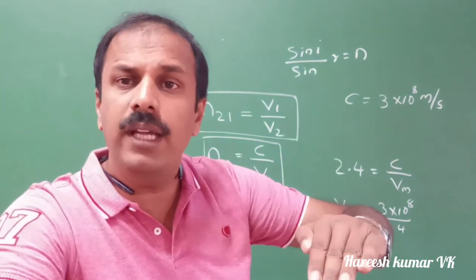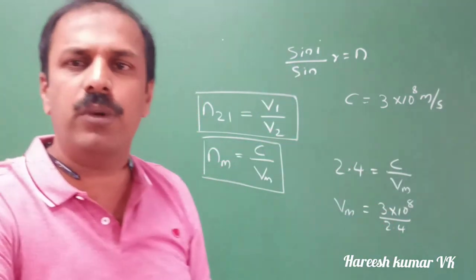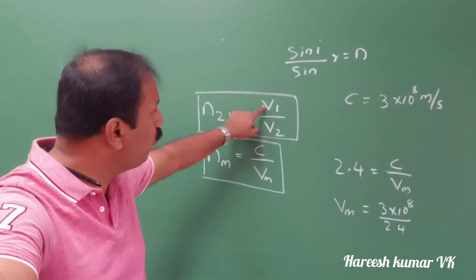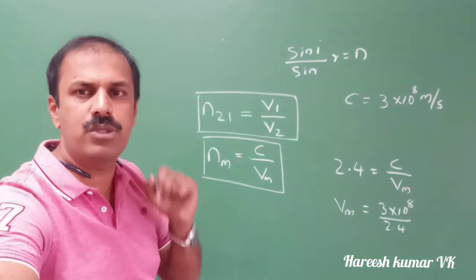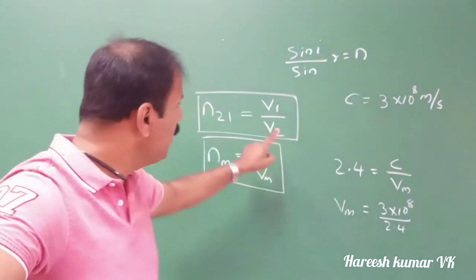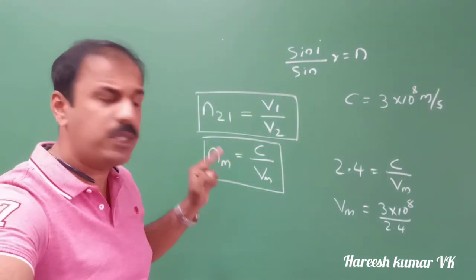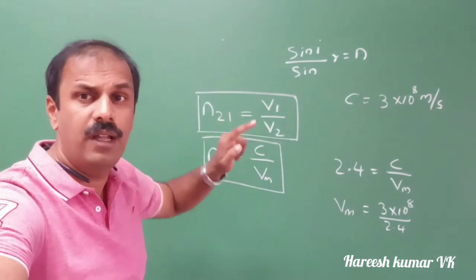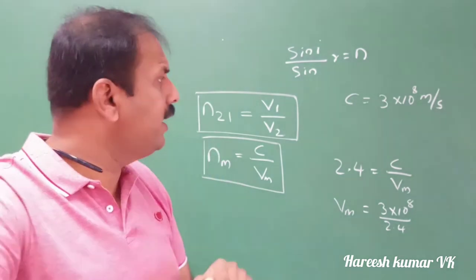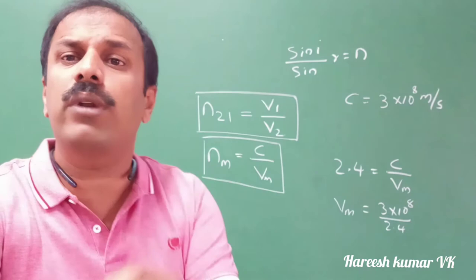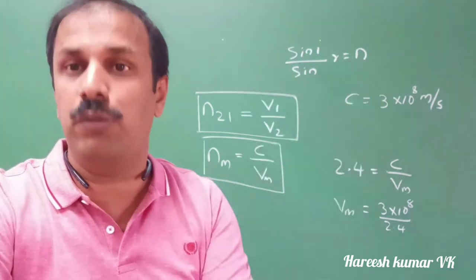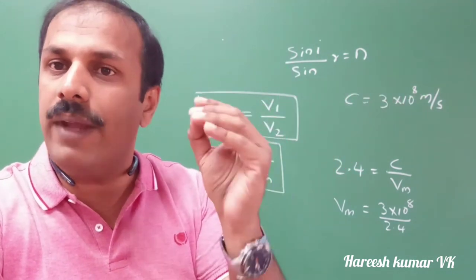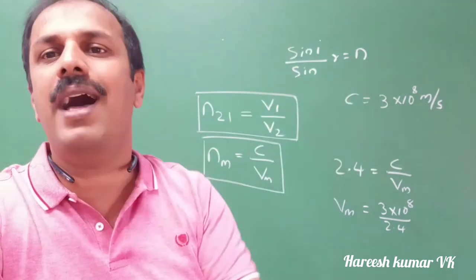If comparing one medium to another medium, you need the speed of light in both media. For example, you want to calculate the refractive index of glass with respect to water. Then speed of light in water divided by speed of light in glass you have to use. Speed of light will be more in water. So when you take the refractive index of a denser medium with respect to a rarer medium, the refractive index will be more than 1. That is the refractive index of glass with respect to water, it will be more than 1. If you take the refractive index of water with respect to glass, it will be less than 1.